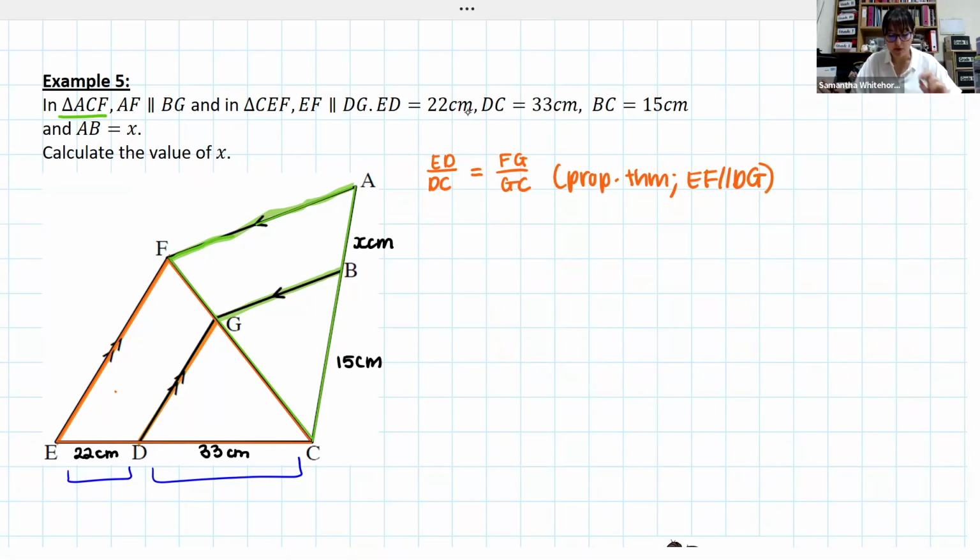Great. Now remember, you know both ED and DC. So ED over DC is equal to 22 over 33, which is equal to 2 over 3. And remember, we've just made the statement that this ratio is the same as FG over GC. So that means FG over GC is also equal to 2 over 3.